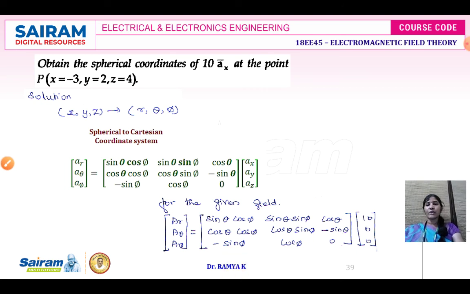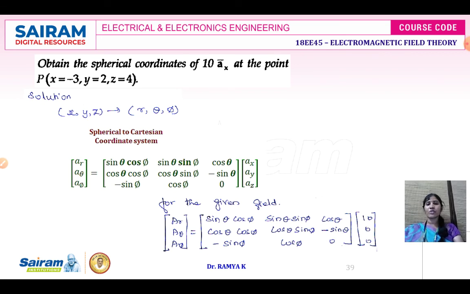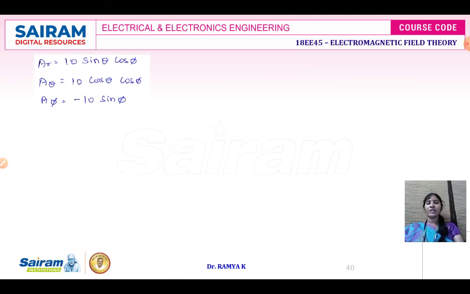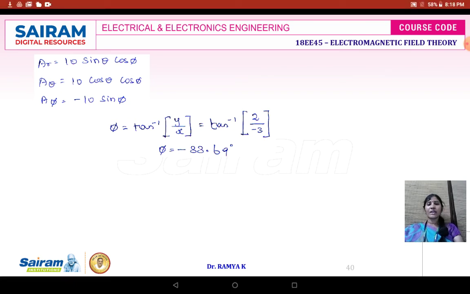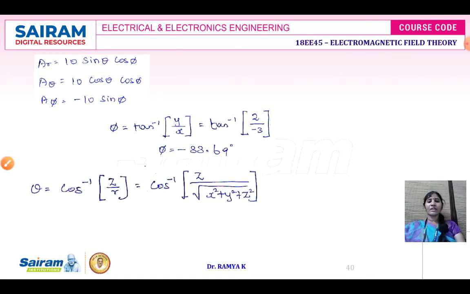P is x equal to minus 3, y is equal to 2 and z is equal to 4. From this it is possible for us to identify the values of theta and phi. So phi is equal to tan inverse of y by x, where y is equal to 2 and x is equal to minus 3. After calculating, you will get minus 33.69 degrees. This phi you have to substitute in ar, a theta and a phi. Wherever phi is available, substitute the value of phi as minus 33.69. Then theta can be identified as cos inverse of z by r.